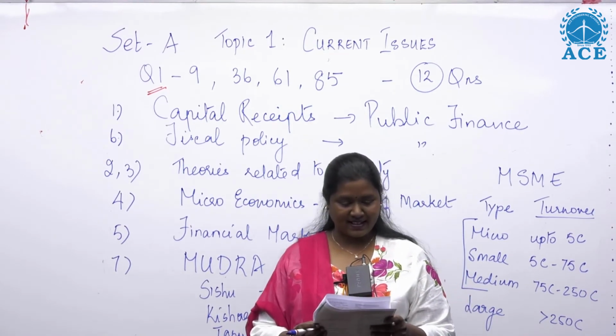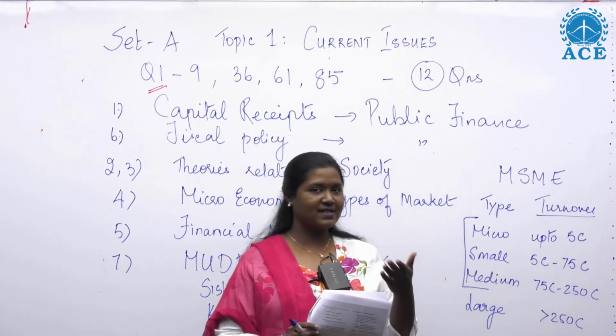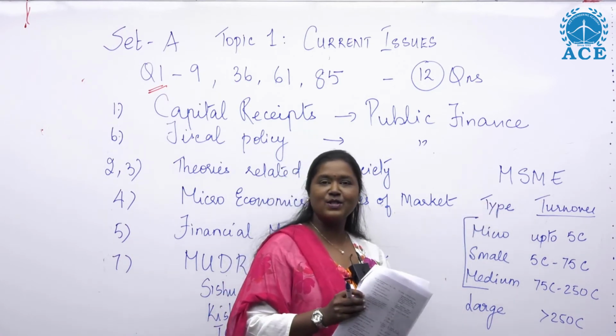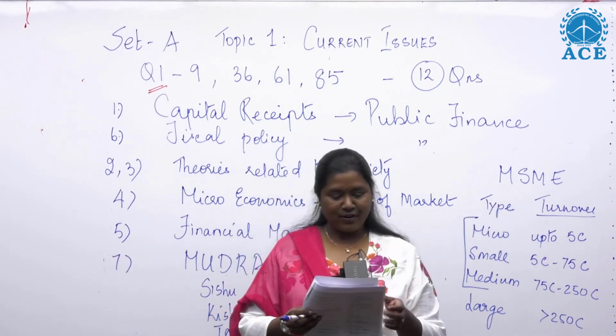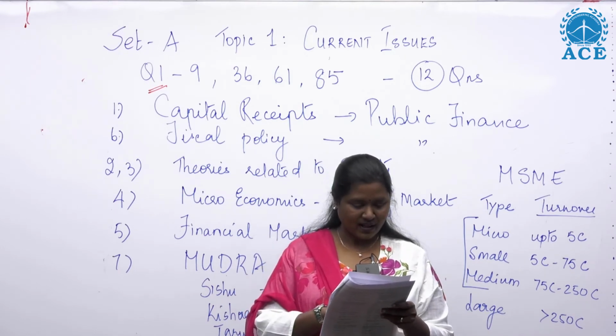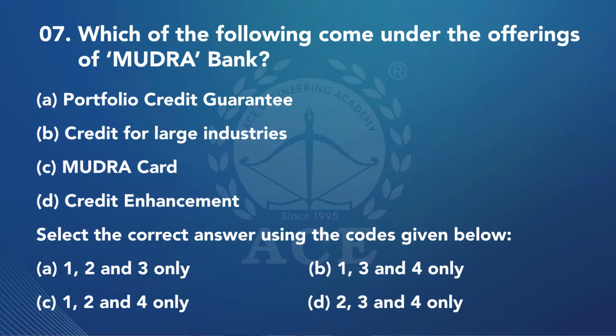So, what is the answer here? You are talking about, is it credit for large industries? Obviously not, because the very idea of establishing Mudra was for what? MSME, micro, small, medium, right. So, therefore, 2 is wrong, okay. So, 2 should not be there. So, straight away you have option number C and option number D which go off, right.